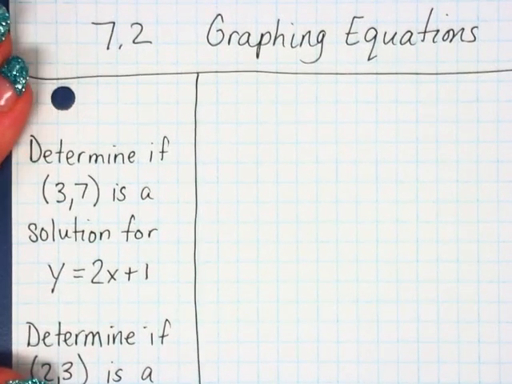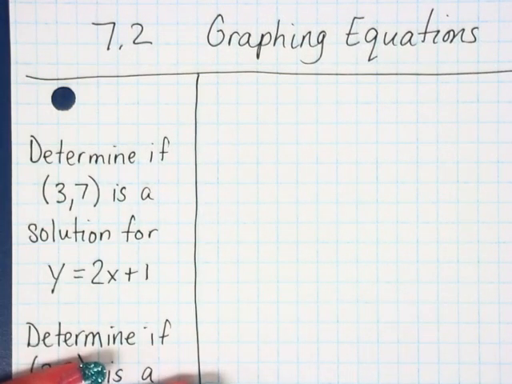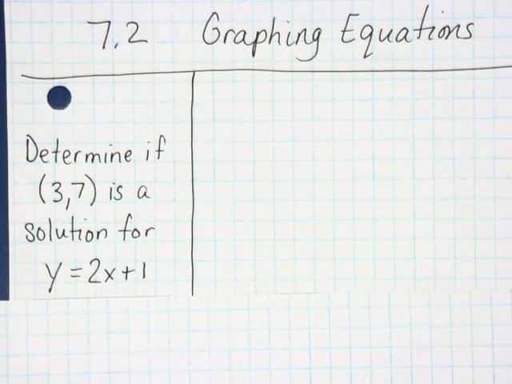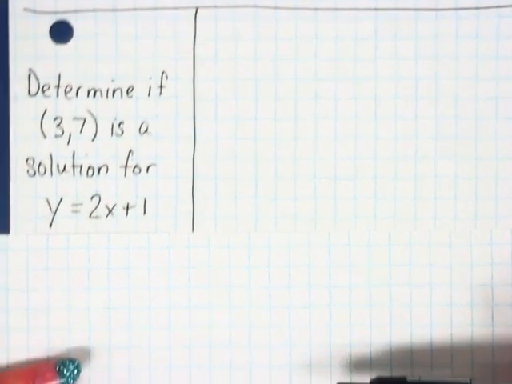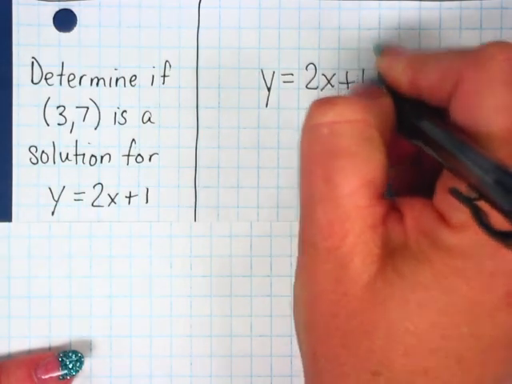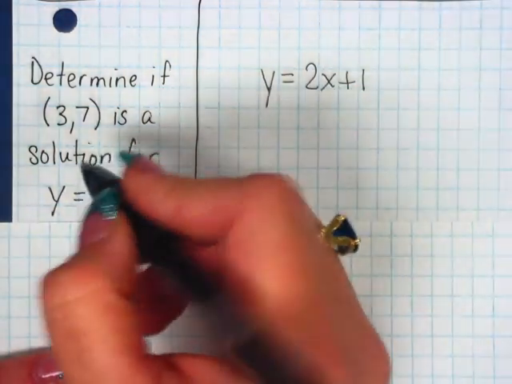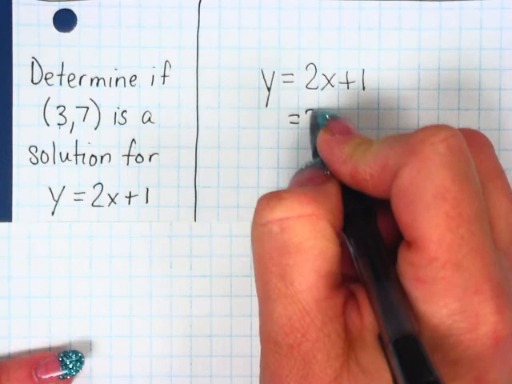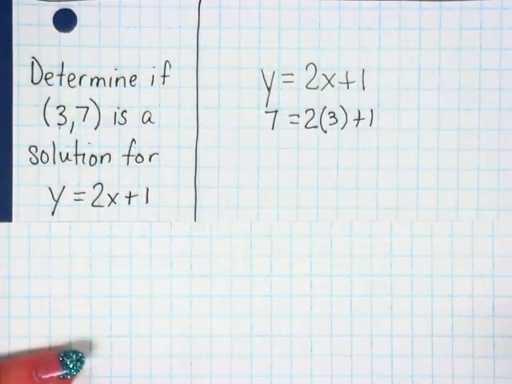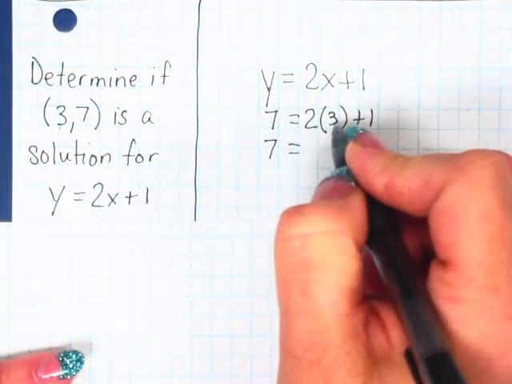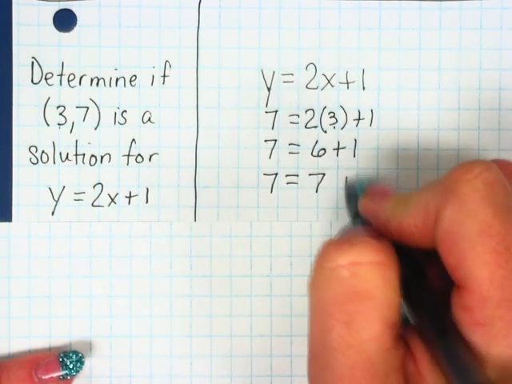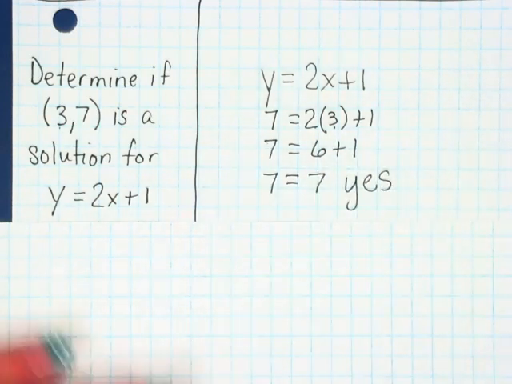7.2, graphing equations. So the first question we have is determine if (3, 7) is a solution for y equals 2x plus 1. So we're going to rewrite the equation y equals 2x plus 1, and we're going to substitute. So we're going to say, what if x is 3? 2 times 3. Does y equal 7? So 2 times 3 is 6, plus 1, we get 7 equals 7. So the answer is yes, it works.